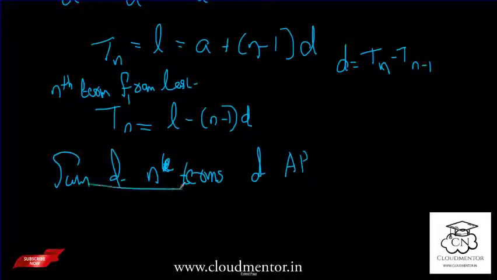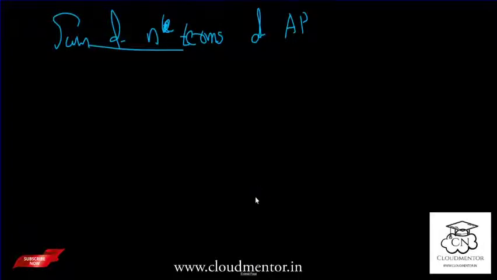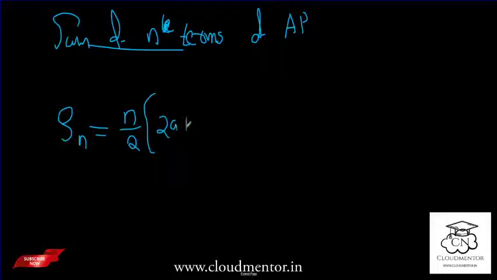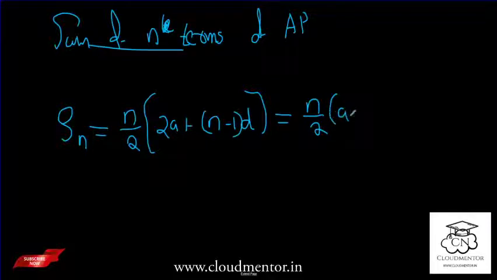Suppose there are n terms of a sequence whose first term is a, the common difference is d, and the last term is l. Then the sum of n terms, Sn, is equal to n by 2 into 2a plus n minus 1 multiplied by d, which can also be found by the equation n by 2 of a plus l, that is, first term plus the last term.